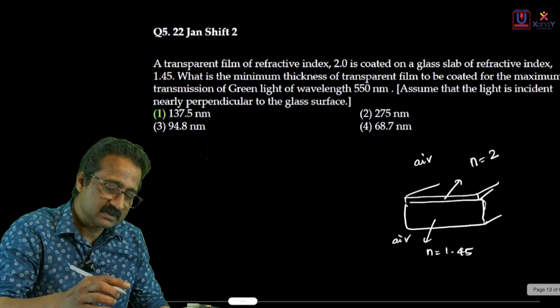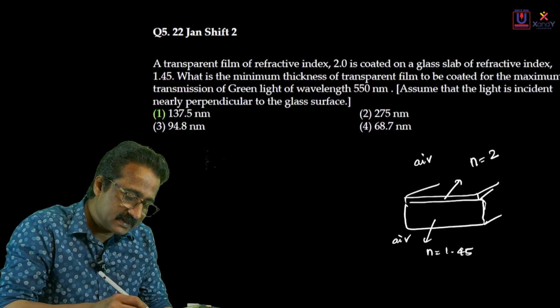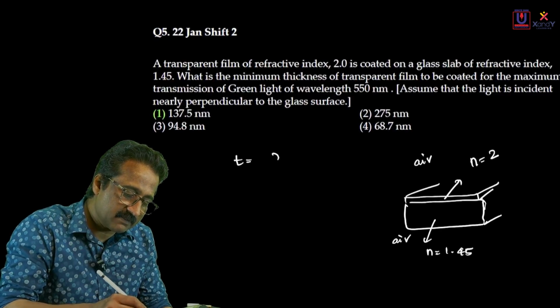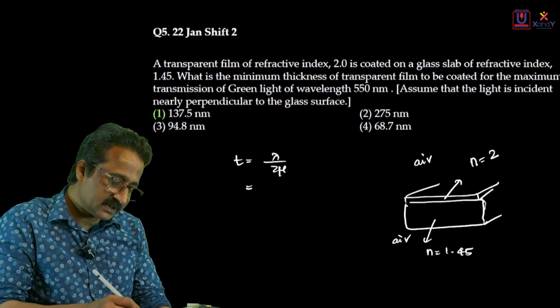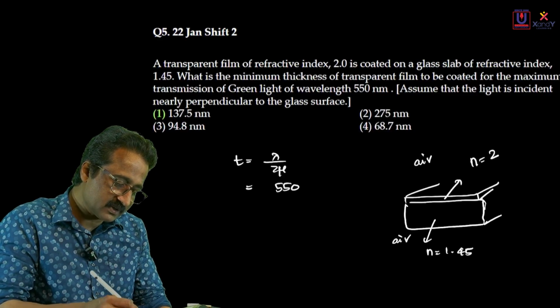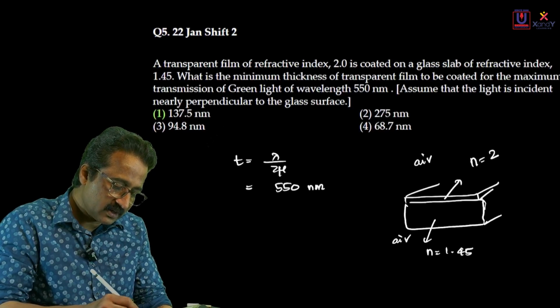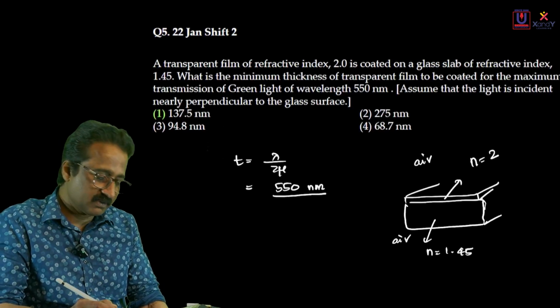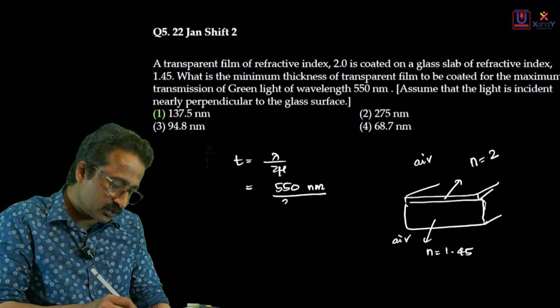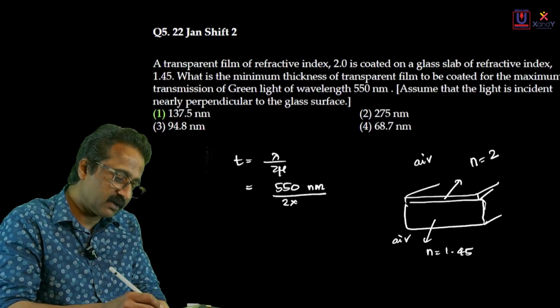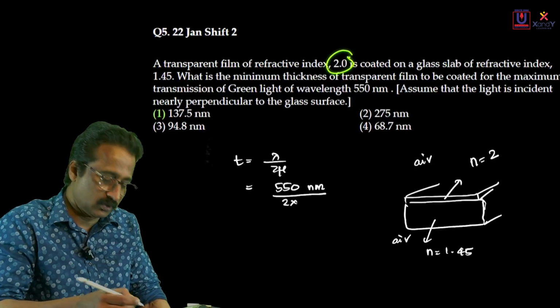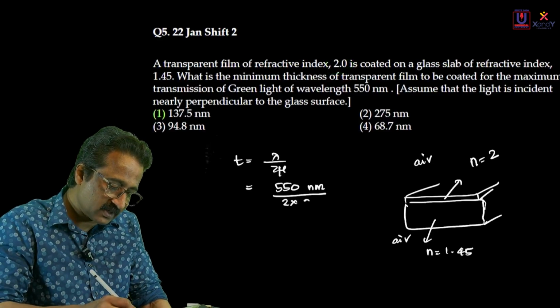Now coming back to the data, thickness t is lambda divided by 2 mu. Now what is lambda? It is given to be 550 nanometer. Okay, I'm not changing unit. I'll answer it in nanometer. Divide by 2 mu, 2 into. Now what is mu? Mu is given to be 2 here. The refractive index of the coating or the film is mu here. So that mu must be considered as 2.